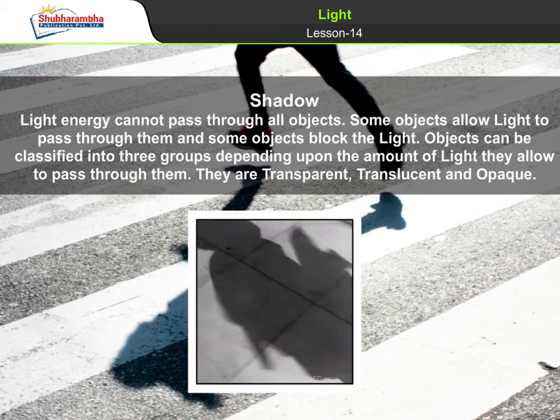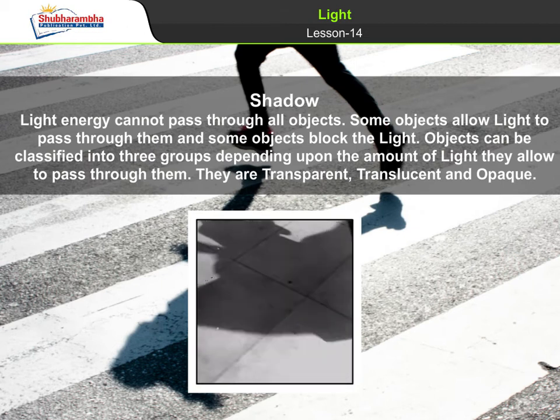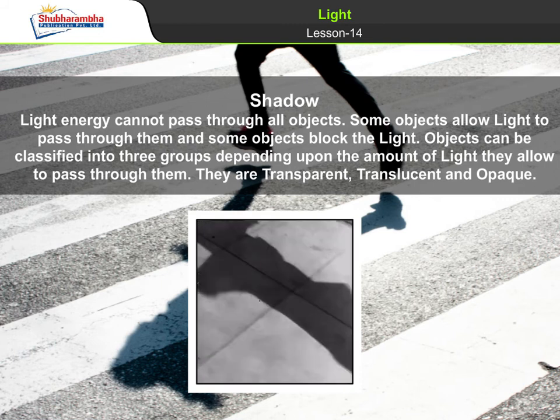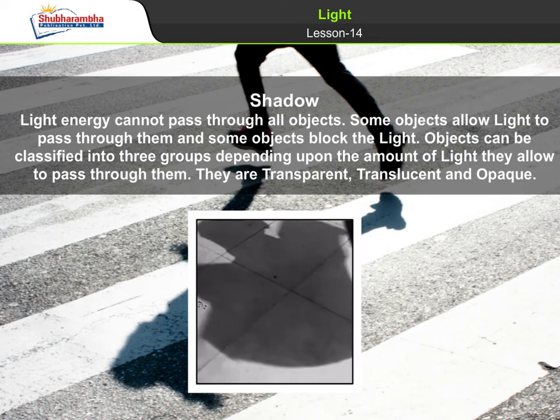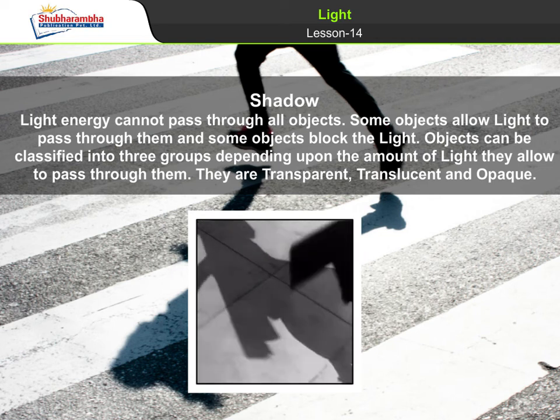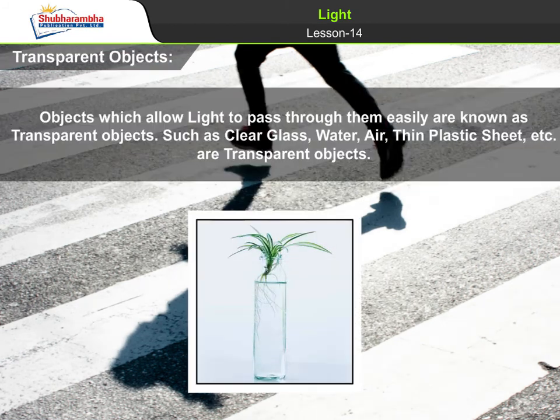Shadow. Light energy cannot pass through all objects. Some objects allow light to pass through them and some objects block the light. Objects can be classified into three groups depending upon the amount of light they allow to pass through them. They are transparent, translucent and opaque.